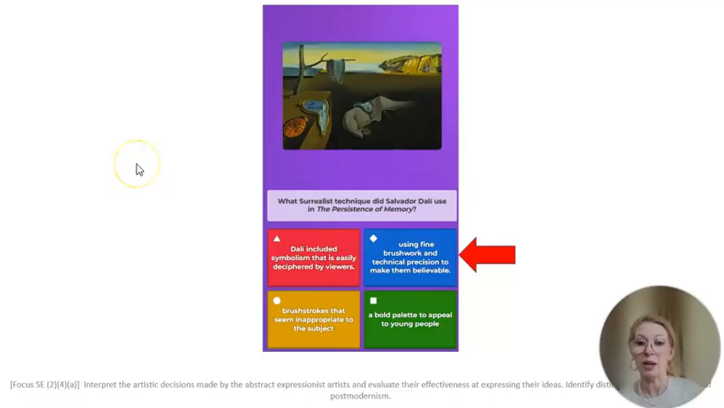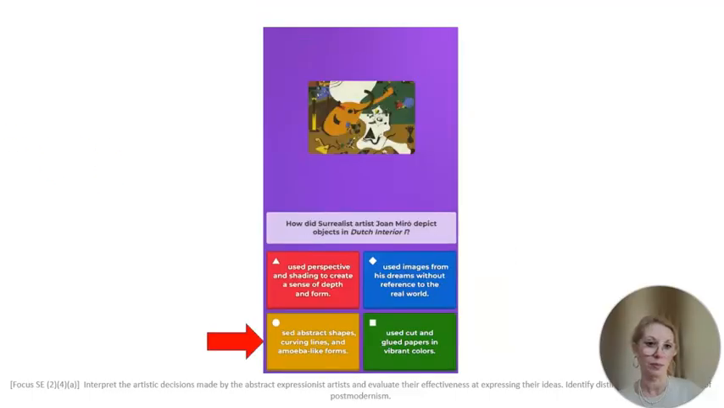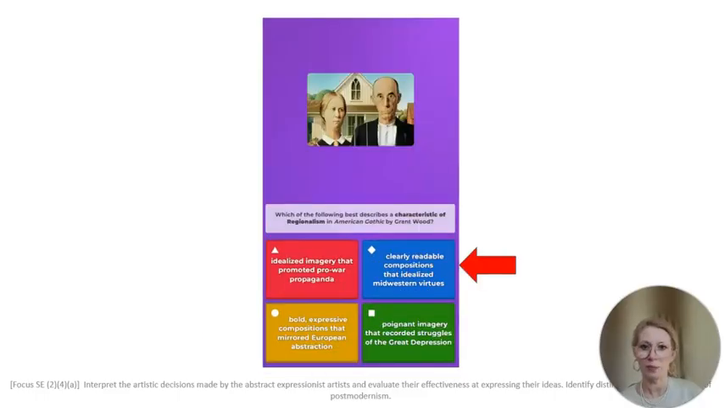Everybody calm down. Okay. What surrealist technique did Salvador Dali use in The Persistence of Memory? He used fine brushwork and technical precision to make them believable. How did surrealist Miro depict the objects in Dutch Interior 1? Red, abstract shapes, curving lines, and amoeba-like forms. Again, if you can make this bigger, the answer becomes obvious. Okay, just a couple more.